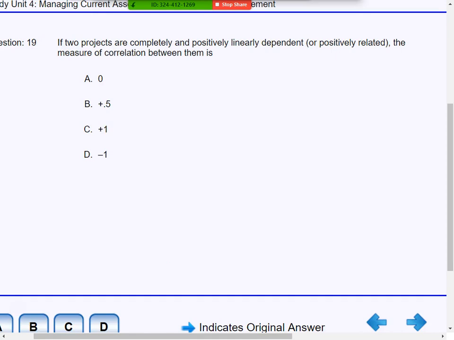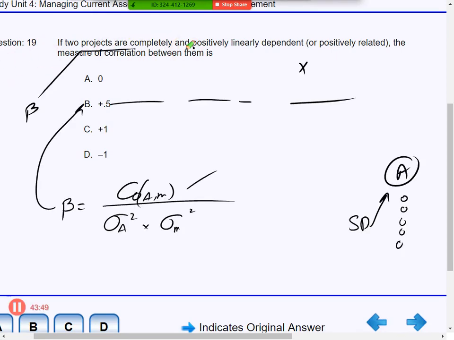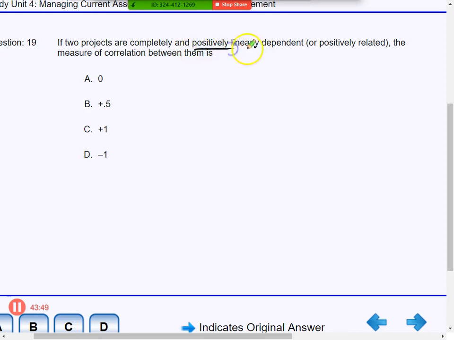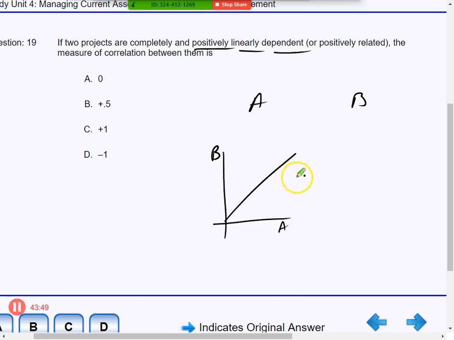Alright, moving on. If two projects, two investments, two shares are completely and positively linearly dependent, it means their returns can be plotted this way. And we know the measure of correlation coefficient in that case will be exactly +1.